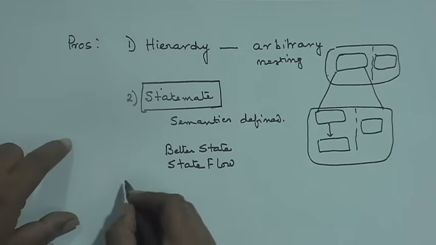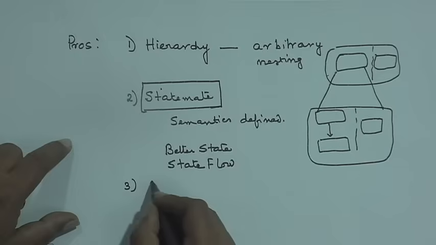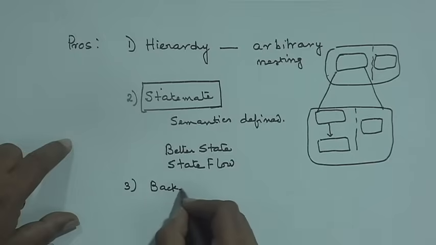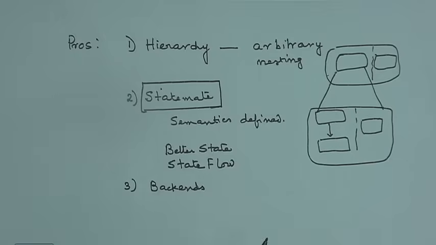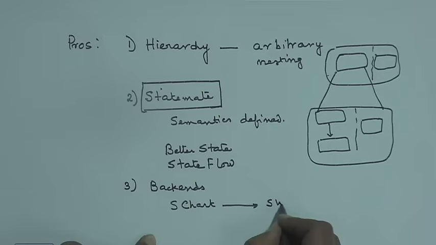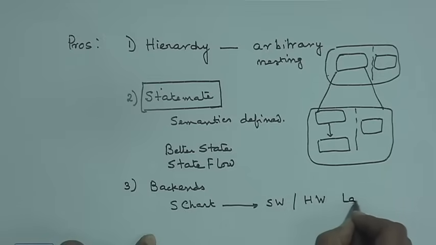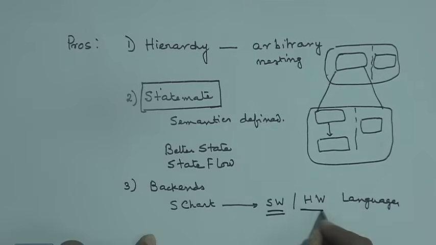And we have got backends. That is very important. We must have backends that will take our statechart and translate it into software or hardware languages. Why did I say software and hardware languages? What is the meaning of this? By that I mean state by state chart.